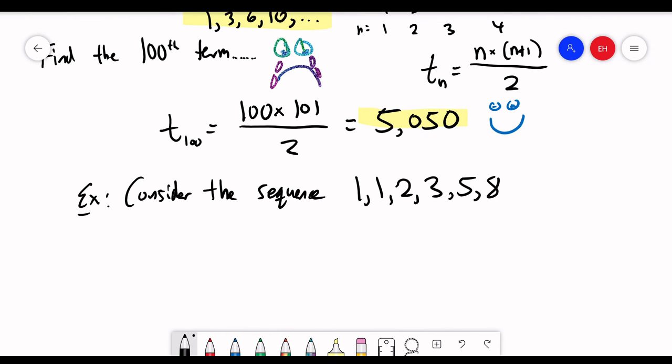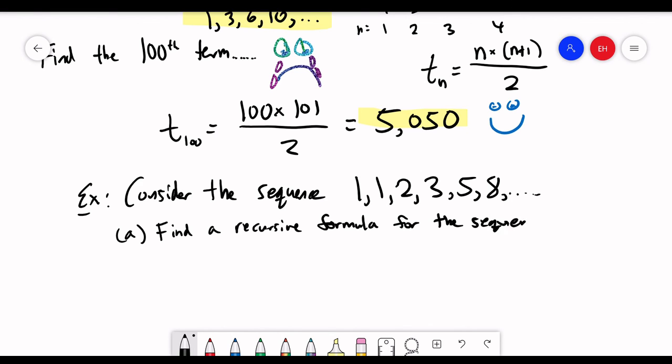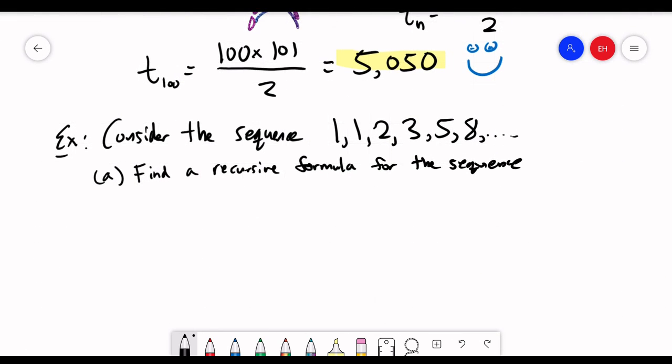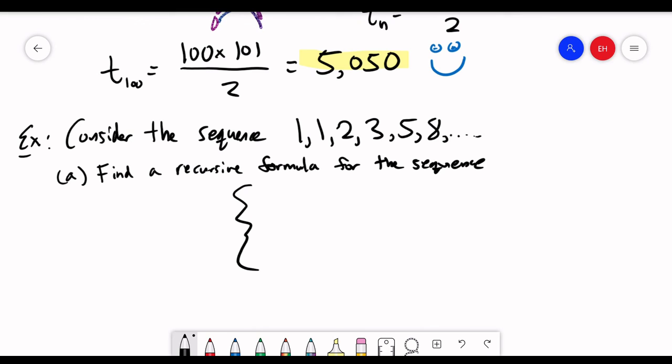Okay. So the last sequence to consider is going to be this one, 1, 1, 2, 3, 5, 8. So we want to find the recursive formula for this sequence. This is a pretty famous sequence, and I'll explain why once we find the formula for it. I think this is one of those sequences you have to see at least once before you kind of look for it.